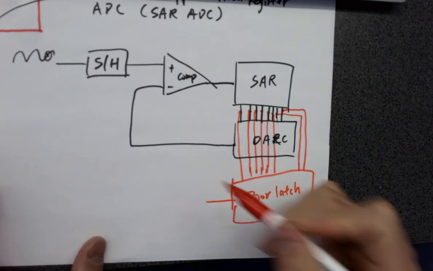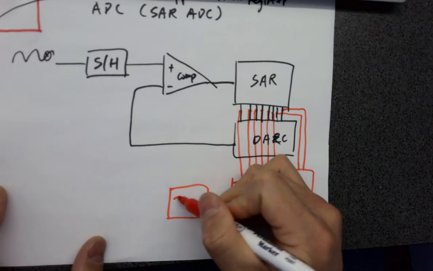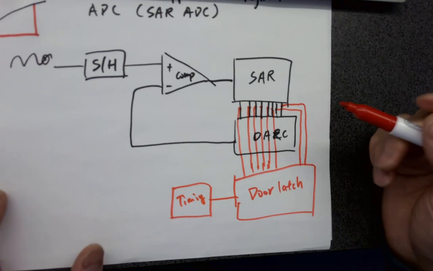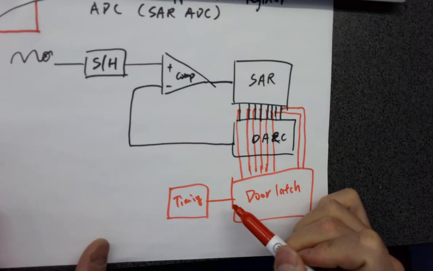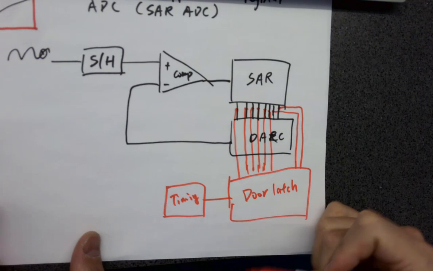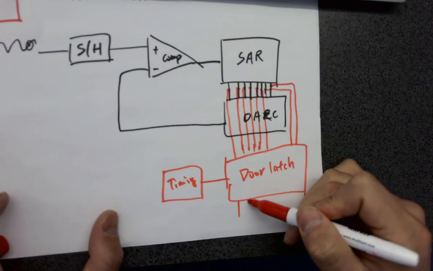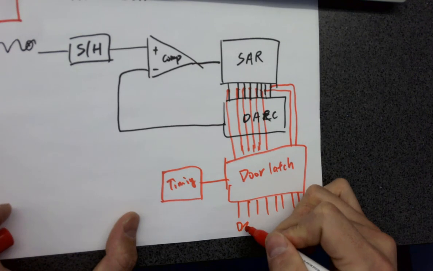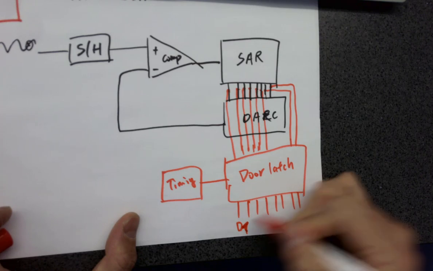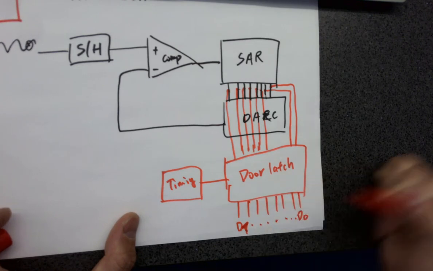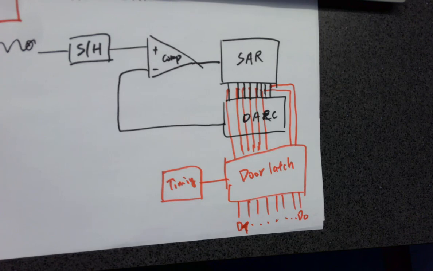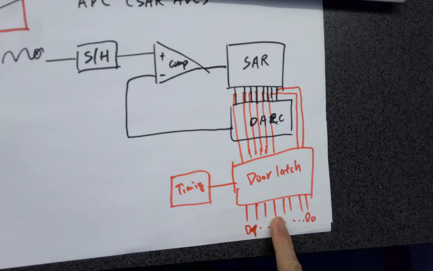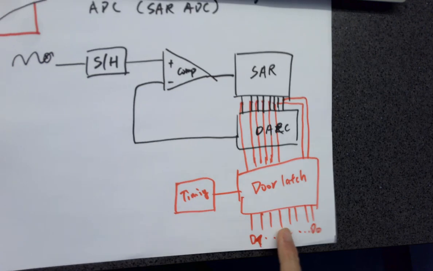You have to program a certain timing circuit to wait until the 9th clock cycle to kick them out. So these are the final results. The 8 bits are going to be D7 to D0. So analog input, digital output. That's what the ADC does.